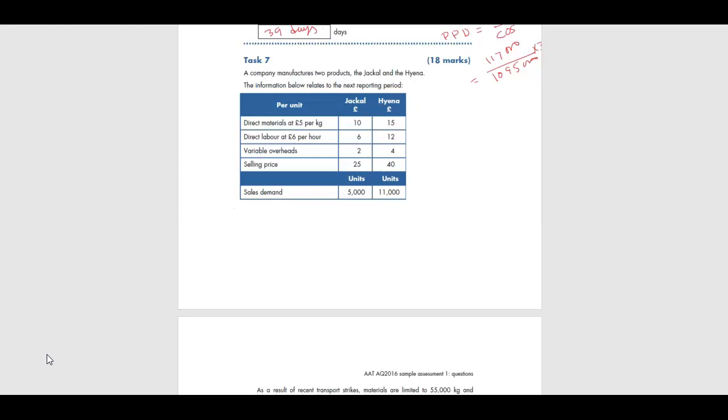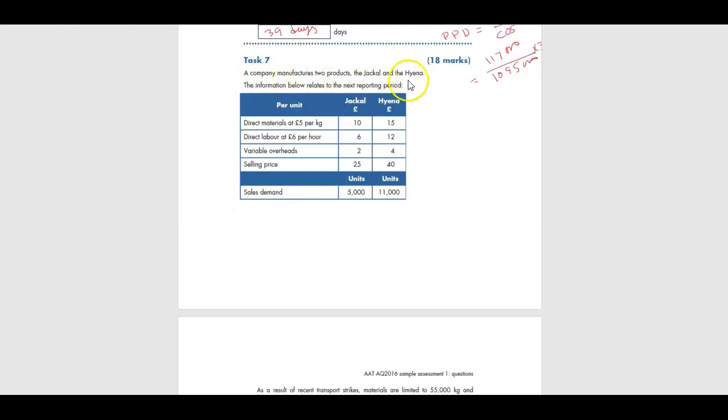Now limiting factor could be anything, but normally for this exam you're going to see the limiting factor will be either the labor hour, or the machine hour, or the material. So these three things you are expecting as a limiting factor. So let's read this question. Task number 7, it says a company manufactures two products, Jackal and Hyena. The information below relates to the next reporting period per unit.